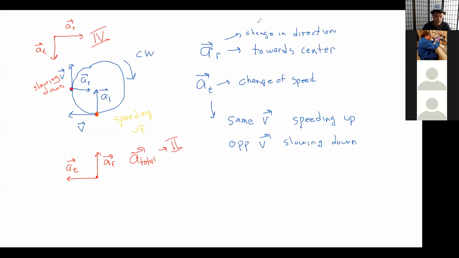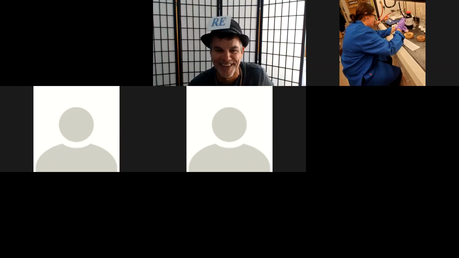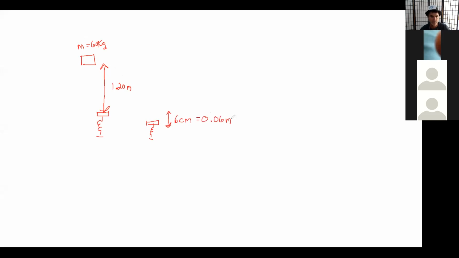Let's open up a whiteboard. Clear all drawings. Having technical difficulties, hold on. Share screen, whiteboard. So I have an object, and the mass is 60 kilograms and it's 1.2 meters above a spring. Then we drop it and the spring compresses by another 6 centimeters. Does that sound right?